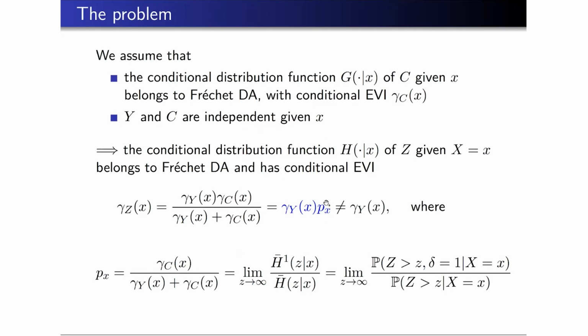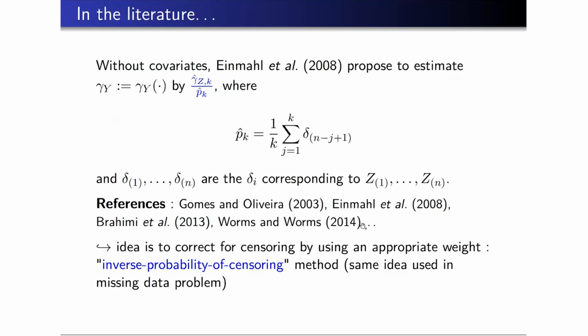Okay, what is p of x? p of x is this formula. And then if I want to estimate gamma Y, I have to estimate gamma Z. It is easy to do because Z is fully observed, and p of x should be estimated also. Okay, and then from this formula, I can build a new estimator.